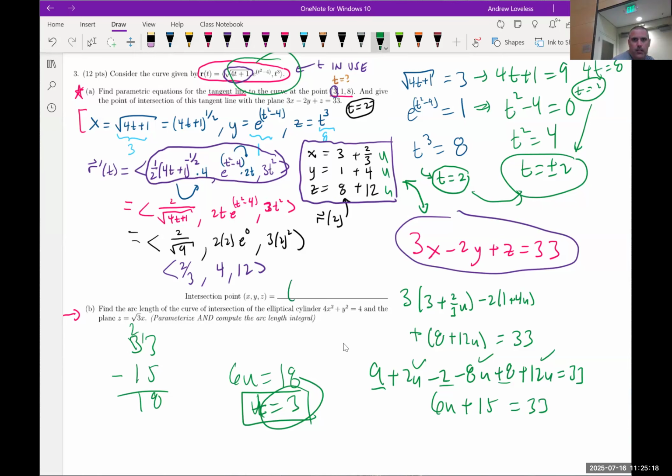Okay, so if you put in a 3 here, you get 3 plus 2 is 5. Put in a 3 here, you get 12 plus 1 is 13. Put in a 3 here, you get 36 plus 8 is 44.